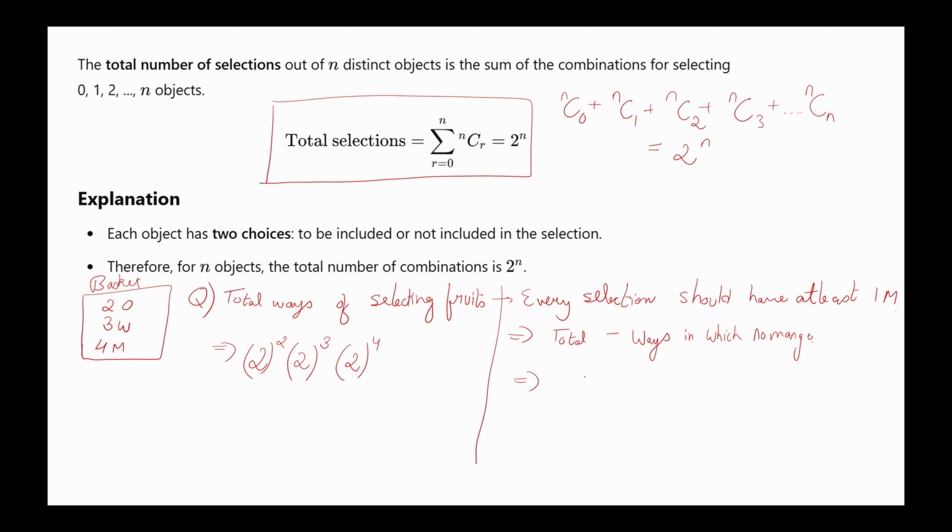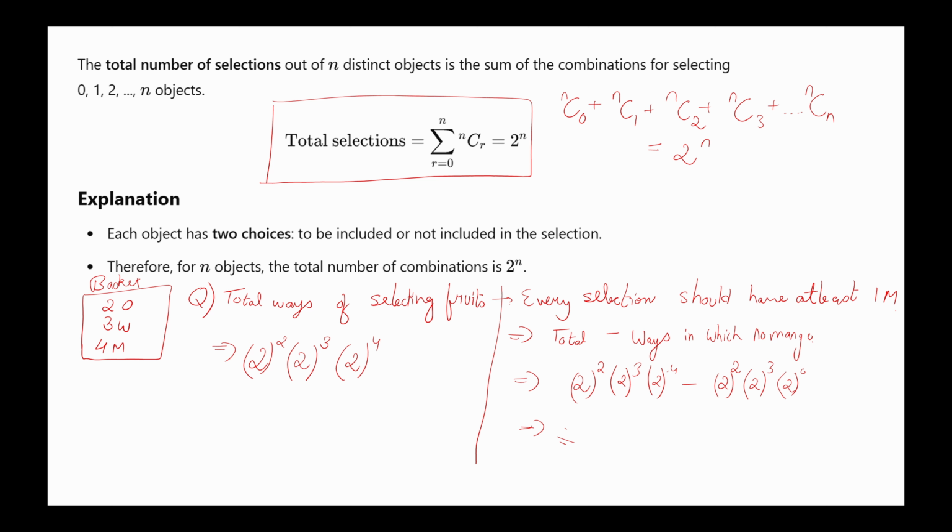So what would be my total? Total is 2 square, 2 cube into 2 to the power 4, subtracted by the ways in which there are no mangoes. That means first selecting the ways of oranges and selecting the ways of watermelon. For mango there are no mangoes, so it is simply going to be 1, there are no possibilities. That means it is going to be 2 to the power 0. Now if I find this out, that would be my answer.